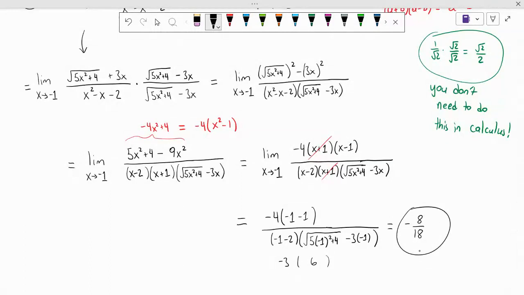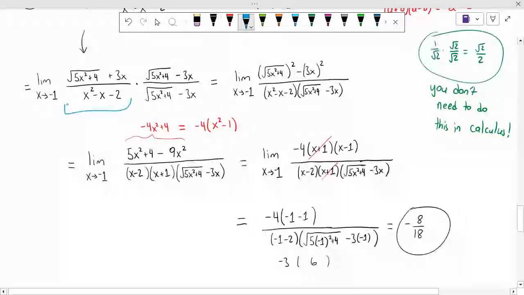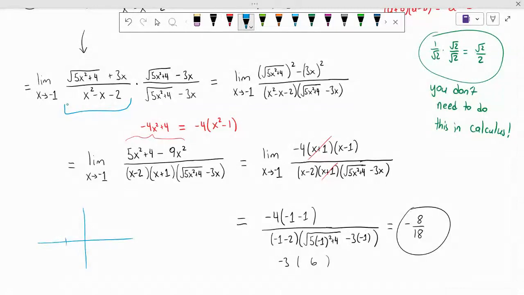So how would the graph look? There will be a hole when x is equal to -1. That's for the graph of this original function. What would happen is at x equals -1, there would be a hole here with a y value of -8 over 18.